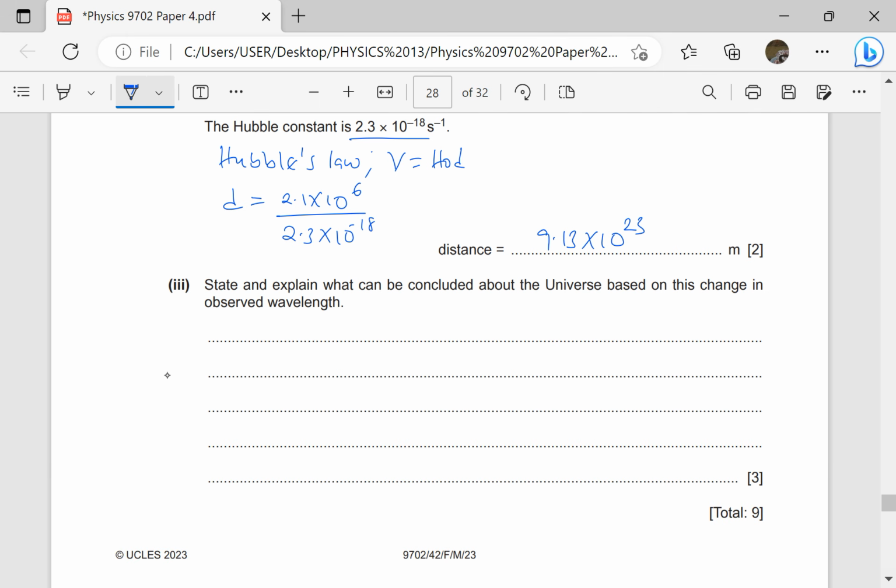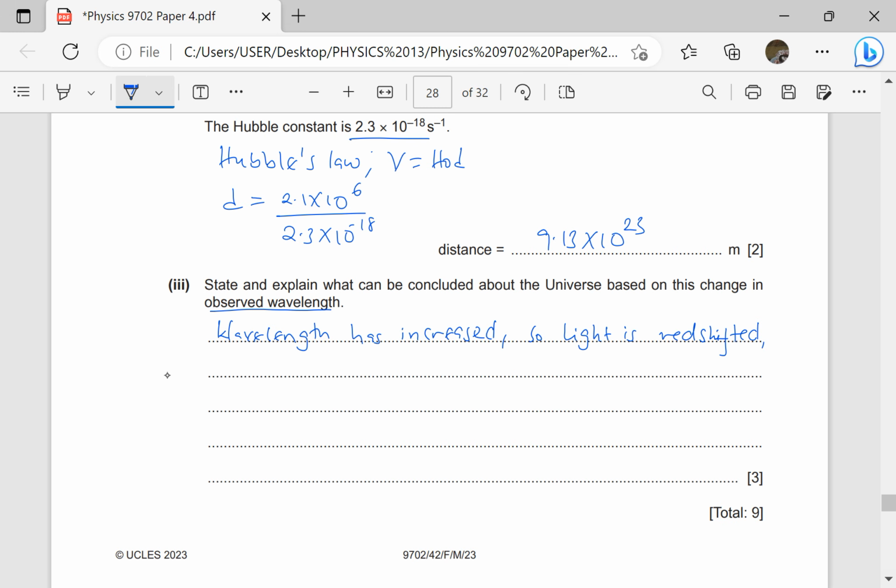State and explain what can be concluded about the universe based on this change in observed wavelength. So first of all, you notice that the wavelength has increased. Wavelength has increased, so we say light is redshifted. Because the wavelength has increased, we say that light is redshifted.